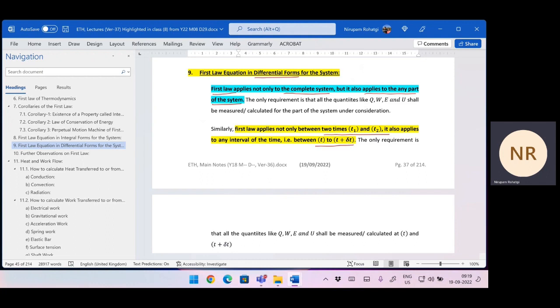Whatever small time interval you select, you will find that the law applies in that also. So that means you can break the whole process into small interval of time also, and you can still apply the equation of first law. Okay.